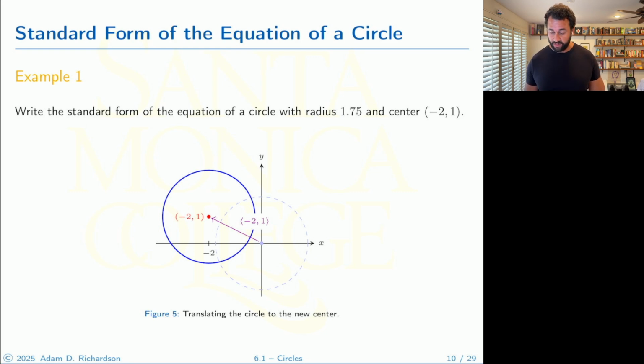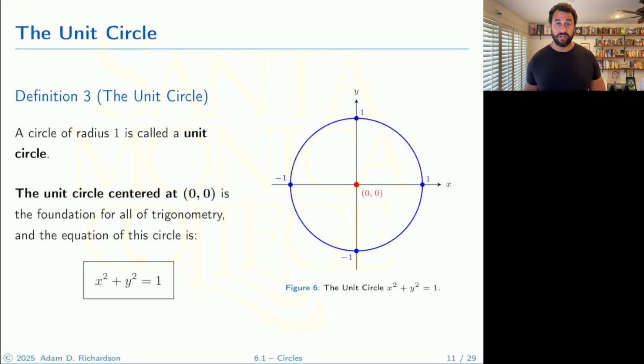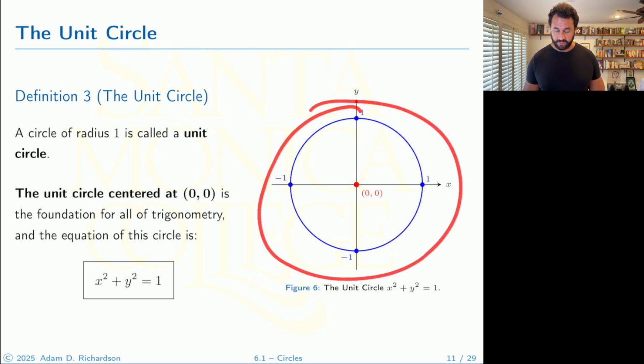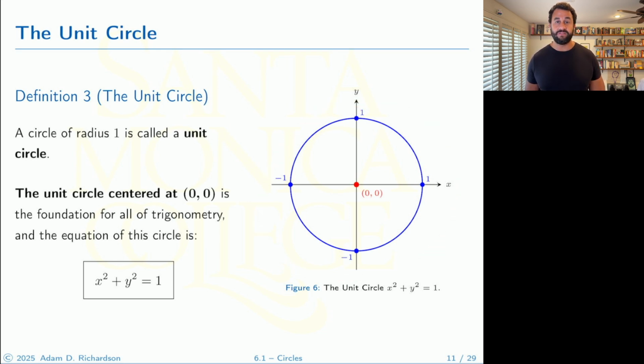Okay, now let's review the unit circle. The unit circle is a circle of radius 1 centered at the origin. All right, so this guy right here is the foundation for all of trigonometry. The equation of this circle is x squared plus y squared equals 1.